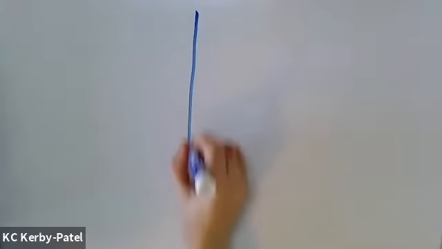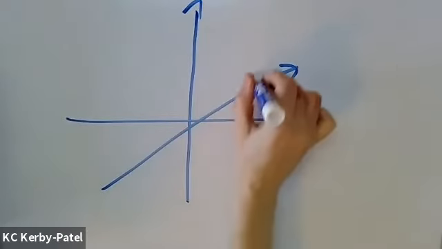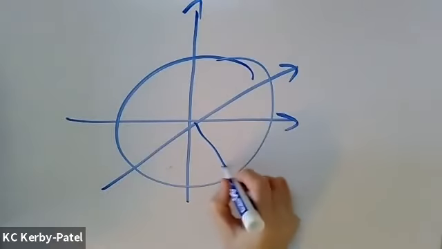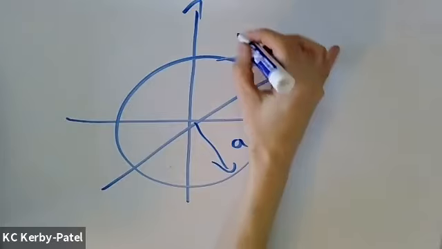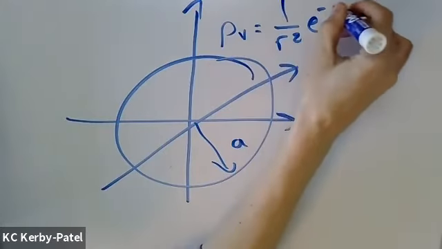All right, so I'm doing a Gauss's law problem. I have a sphere. It's centered at the origin. It has radius a, and it has a volume charge density that is 1 over r squared e to the minus ar.